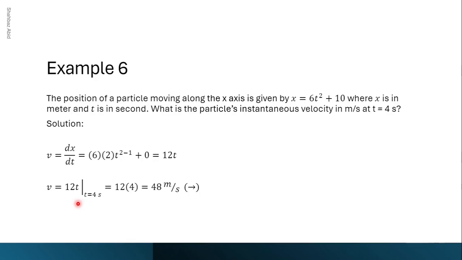So if I substitute t equals 4 seconds in this, I am going to get 48 meter per second, and it's a positive value, which means what? The slope is going to be positive and I'm moving forward.